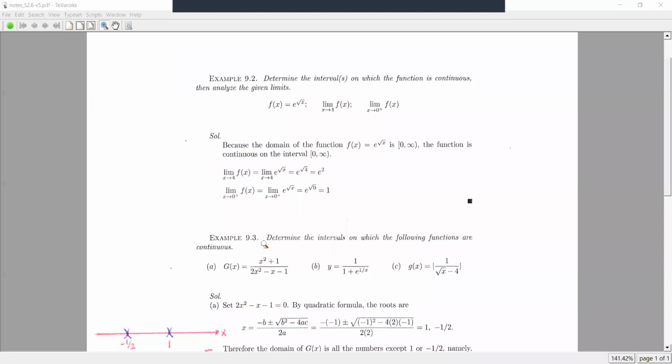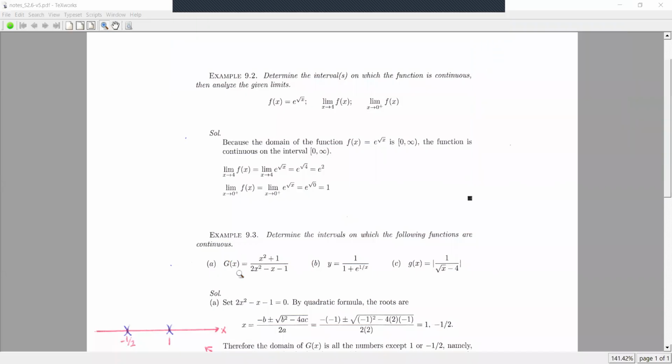Example 2. Determine the intervals on which the following functions are continuous. These functions are not defined piece by piece, so they are not intentionally defined functions. They should be continuous everywhere on their domains. So to answer the question, we just need to determine the domains of the functions.